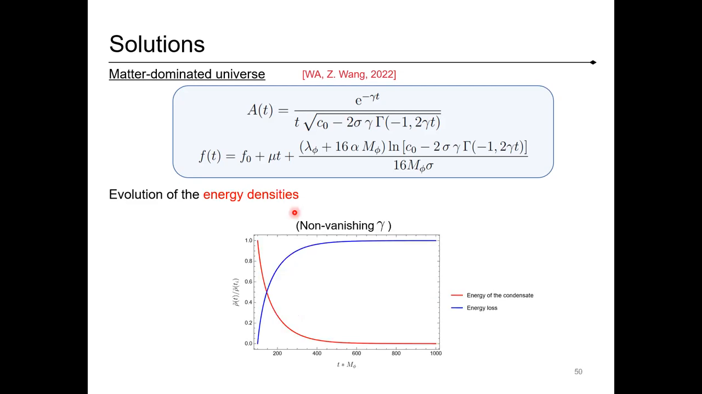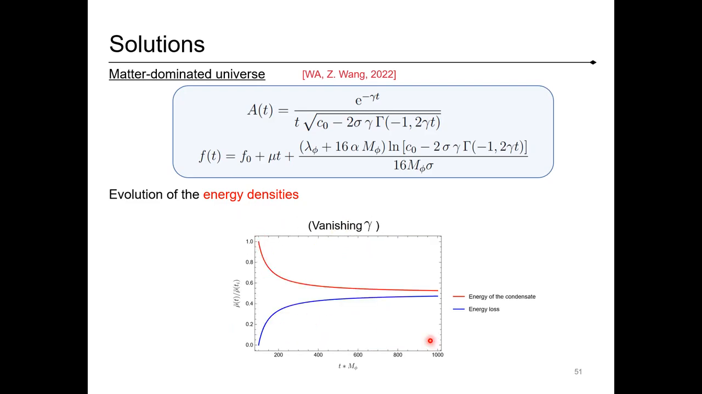Here, still, the same conclusion holds for the decay of the energy densities. When gamma is non-vanishing, the decay of the energy density is complete. When gamma is vanishing, meaning that the gamma channels are closed, the decay of the energy density is not complete.